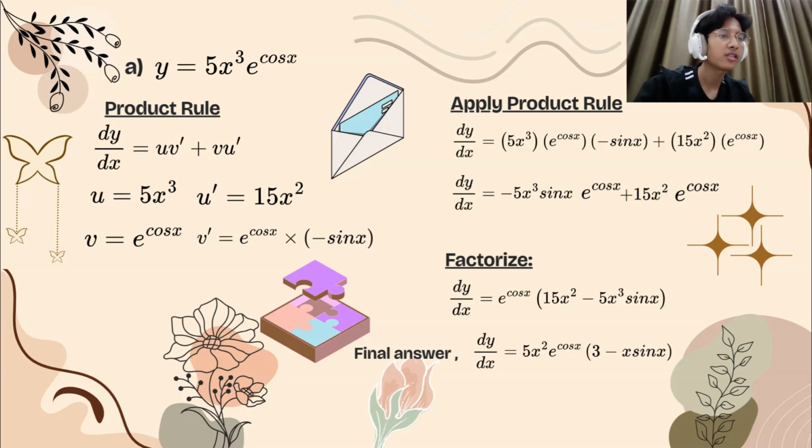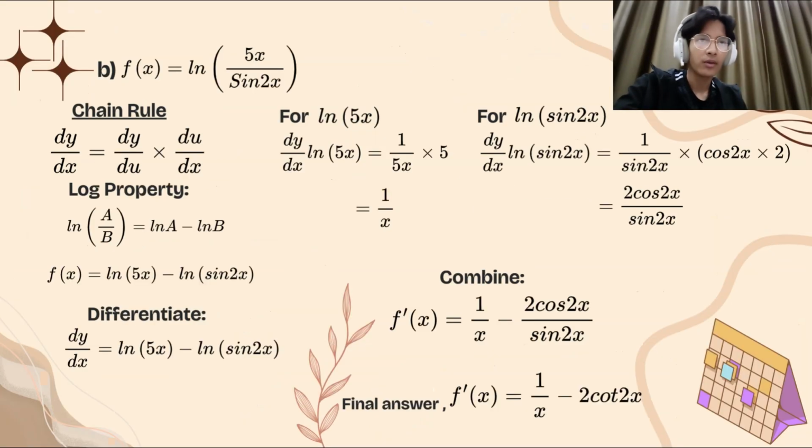So to make the answer more simplified, we're going to extract 5x to the power of 2, and then we're going to get the final answer, which is 5x to the power of 2, e to the power of cos x, times 3 minus x sin x. Now we are done with question A. Let's move on to question B.